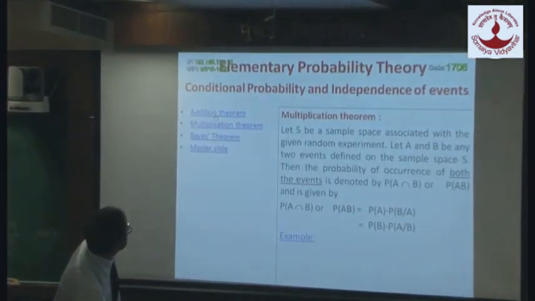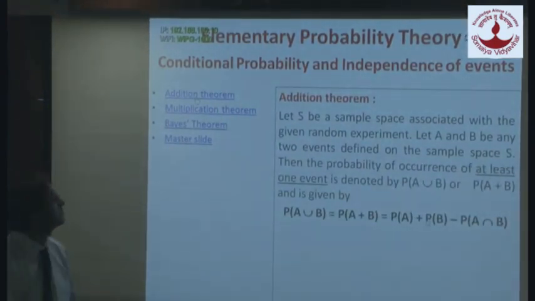Now consider the addition theorem. Let S be the sample space associated with the given random experiment, and A and B be any two events defined on the sample space. Then the probability of occurrence of at least one event, either A or B, is denoted by probability of A union B, and it is given by the formula: probability of A union B is equal to probability of A plus probability of B minus probability of A intersection B. This can be proved using a Venn diagram.